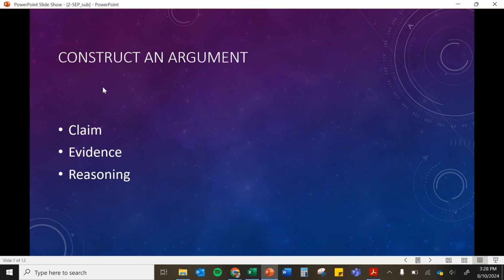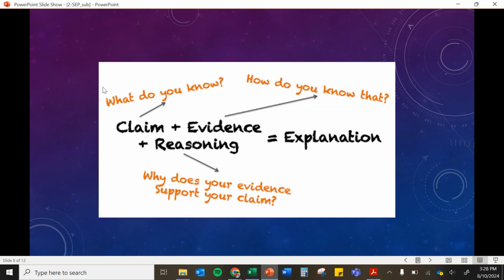Okay, once we conduct our experiment and have our data, it's important to write an argument about the data that we have. And we're going to use in science claim, evidence, reasoning as our format for how we write our argument, or kind of like our summary of what we have learned from our data. Okay, so our claim, this is what we know. What we have learned from our experiment.